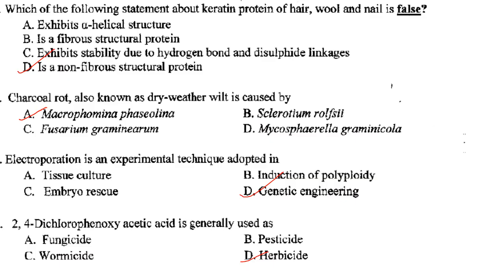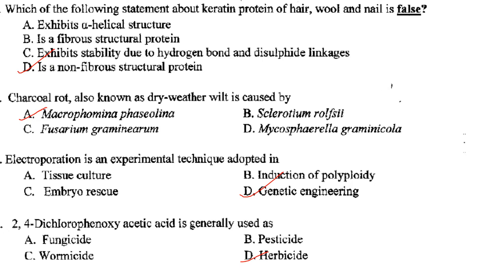The next one. Which of the following statements about keratin protein of hair, wool and nail is false? Exhibits alpha helical structure. That is correct. Is a fibrous structural protein. That is also correct. Exhibits stability due to hydrogen bond and disulfide linkages. That is also correct. Is a non-fibrous structural protein. It is a fibrous structural protein. So option D is the incorrect one or the false one. So option D is the answer.